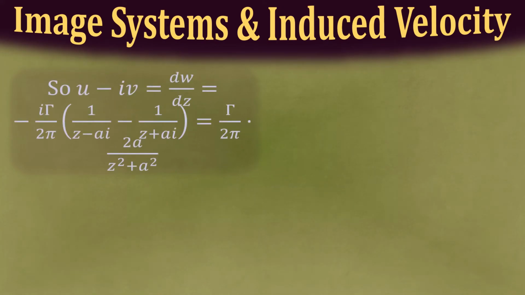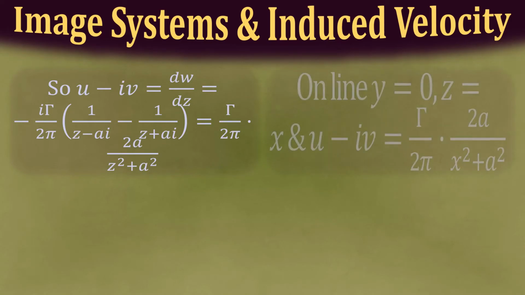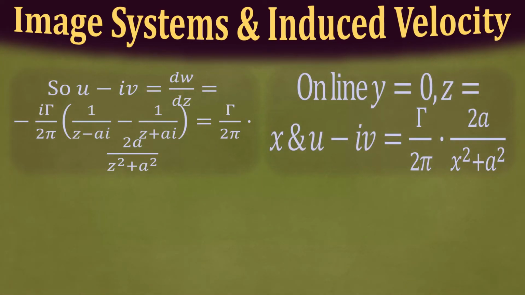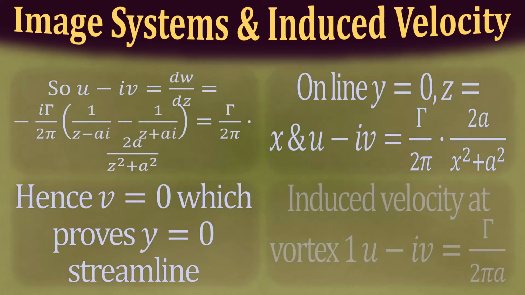So u minus iv is equal to dw over dz, which is equal to minus i gamma over 2 pi times 1 over z minus ai minus 1 over z plus ai, which is equal to gamma over 2 pi times 2a over z squared plus a squared. Hence v equals 0, which proves that y equals 0 is a streamline. The induced velocity at vortex 1 is u minus iv, which is equal to gamma over 2 pi a.